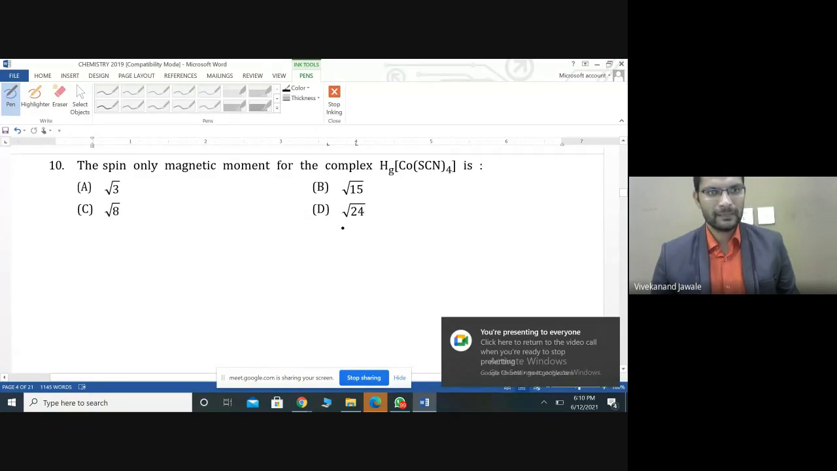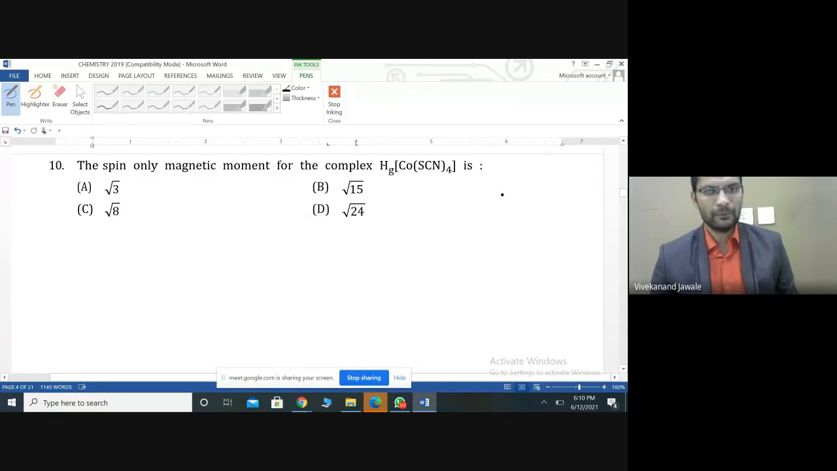Question number 10: the spin-only magnetic moment for the complex. So what should be the spin-only magnetic moment? For that purpose, you have to identify the charge on your cobalt. Just find out the charge. Guys, is it possible to find out the charge?